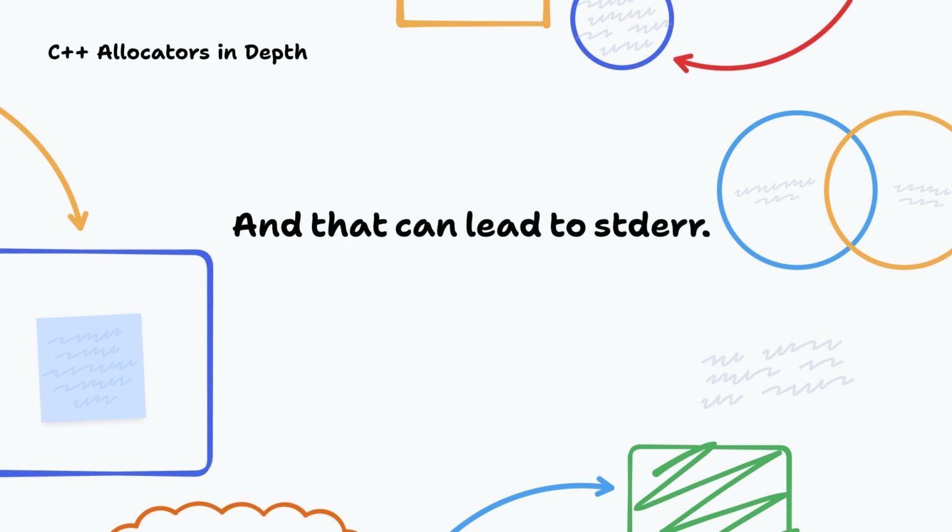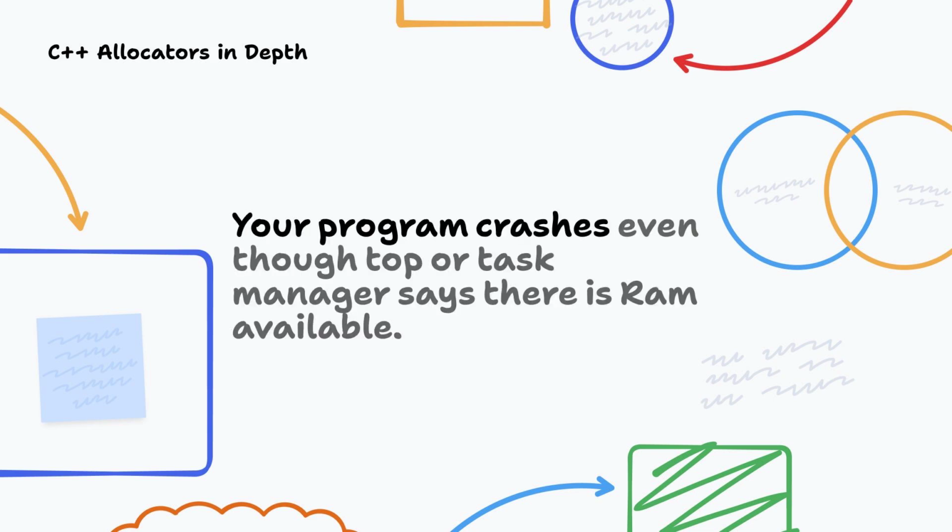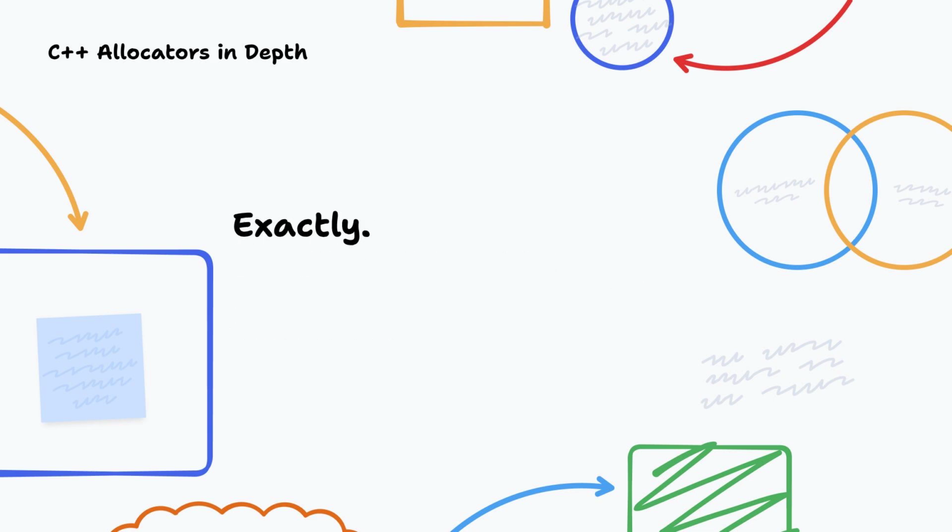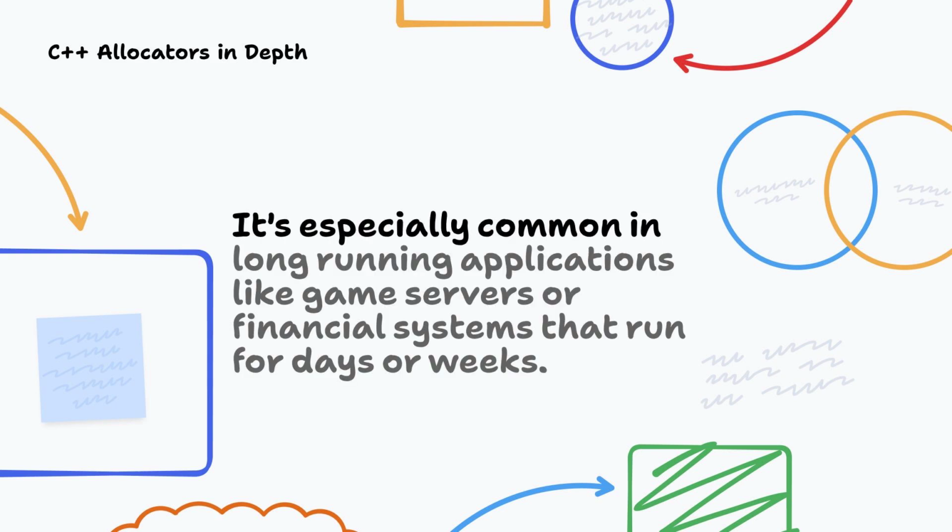And that can lead to std::bad_alloc. Your program crashes even though top or task manager says there's RAM available. Exactly. It's especially common in long-running applications like game servers or financial systems that run for days or weeks.